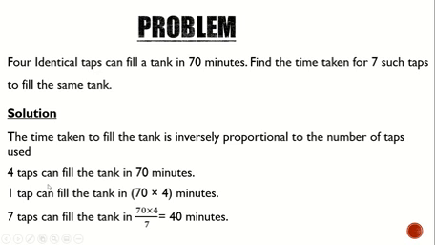4 taps can fill the tank in 70 minutes. This is given in the question. 1 tap can fill the tank in, I simply multiply 70 by 4. Now 7 taps can fill the tank in, I simply multiply 70 by 4 and divide by 7. It will simplify to give 40 minutes. It means that 7 taps can fill the tank in 40 minutes.